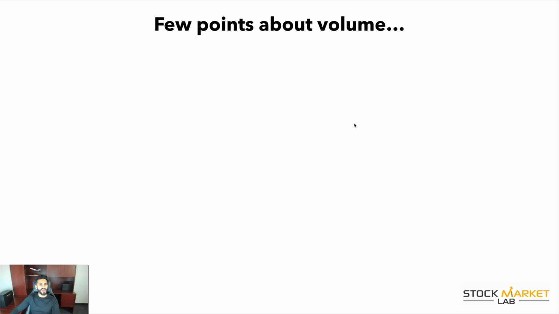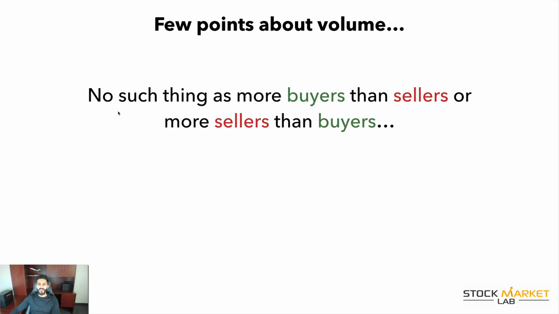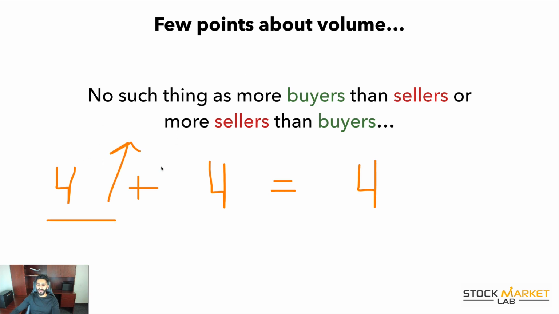Now, a few things to understand about volume. There's no such thing as more buyers than sellers or more sellers than buyers. So just to recap, if I buy 4 shares and Mike sells 4 shares, the volume is 4, not 8. So there's no such thing as more buyers than sellers. That does not exist. A lot of people get that confused.